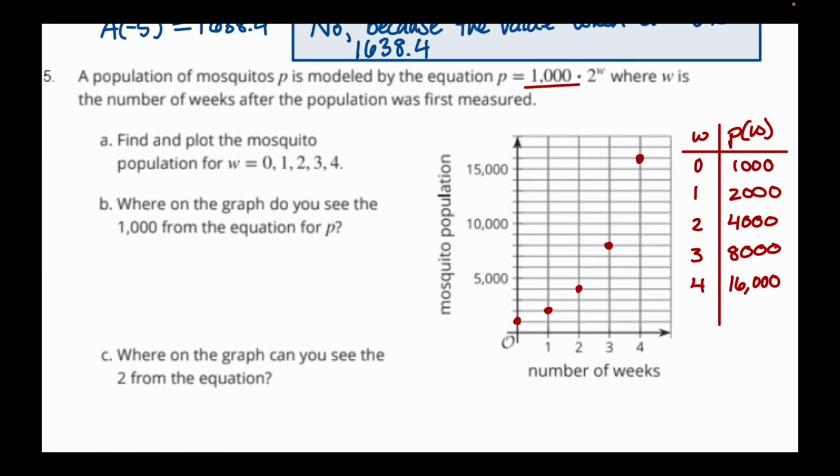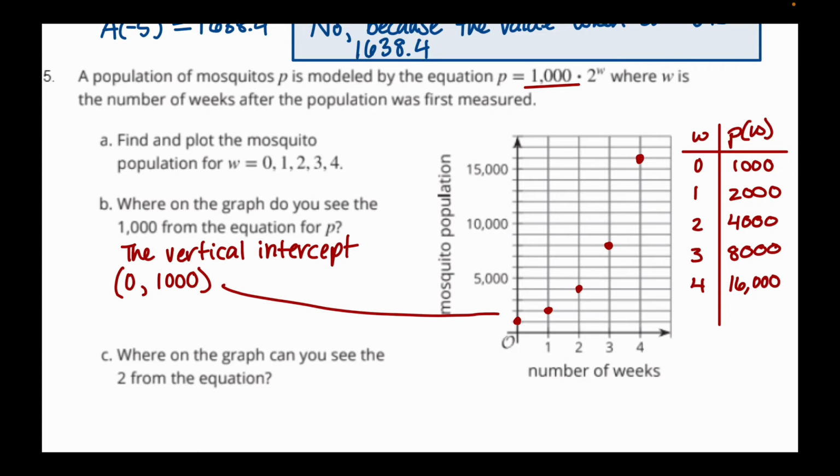Question B is now asking me, where on the graph do you see the 1,000 from the equation? Well, this is the vertical intercept, or (0, 1,000), which is going to be right here.